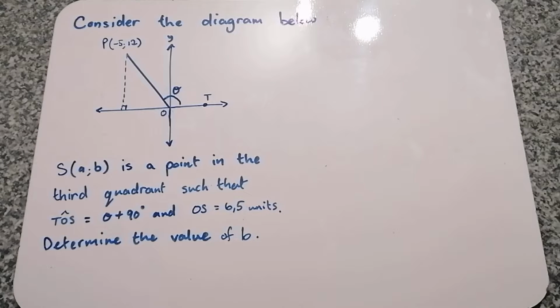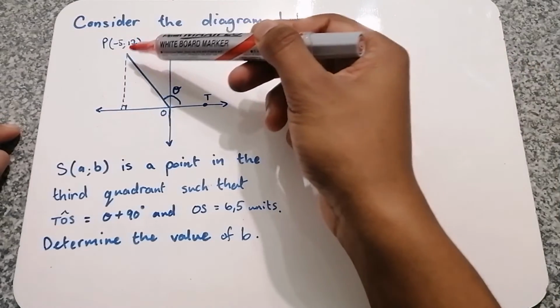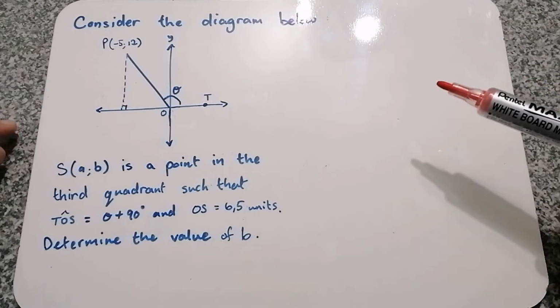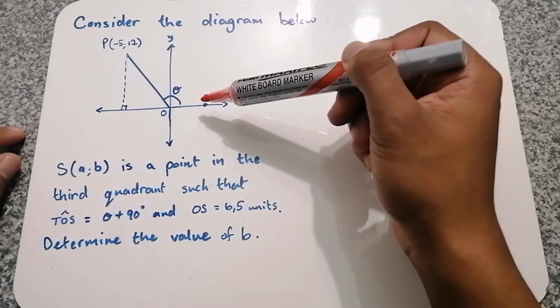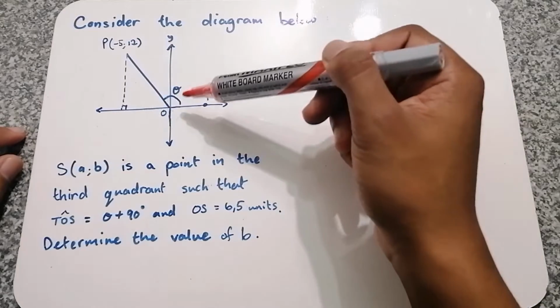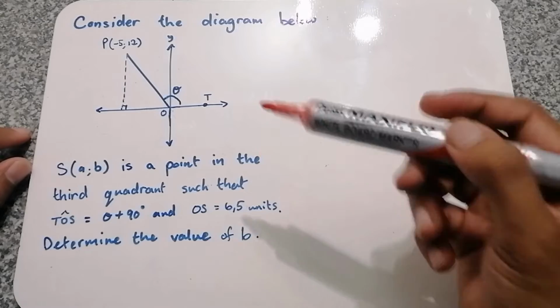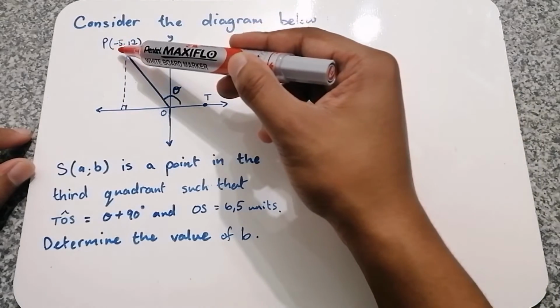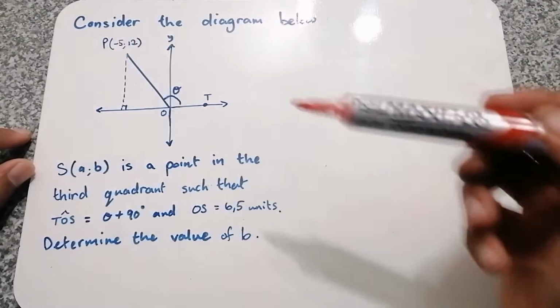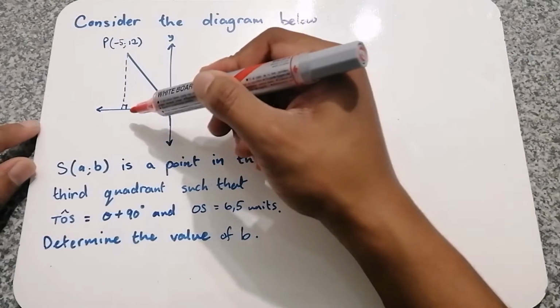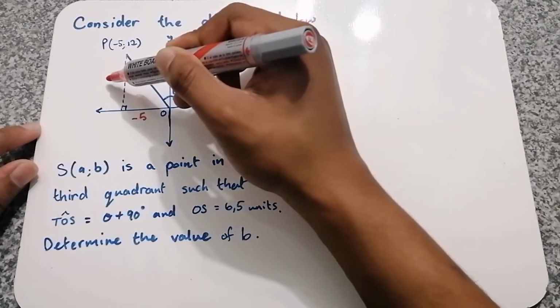This is another trigonometric question taken out of the NEC past papers, and so here we need to consider the diagram below. There's a point P given in the second quadrant of this Cartesian plane, so the angle TOP is theta. It's an obtuse angle. Point P is given as -5 the x and 12 the y coordinate.